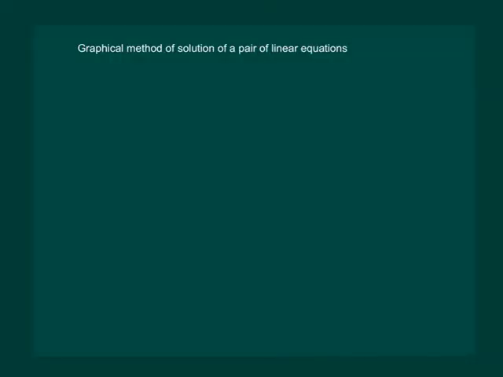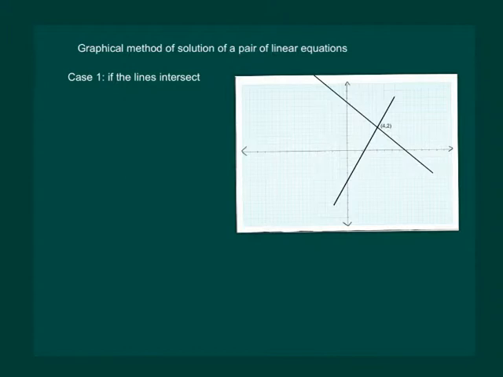Till now, we have seen how we can graphically represent a pair of linear equations as two lines. We have also seen that the lines may intersect, or may be parallel, or may be coincident. Let us now study each case one by one.